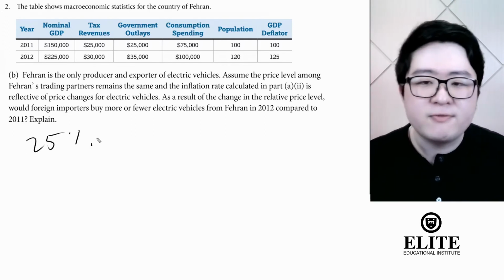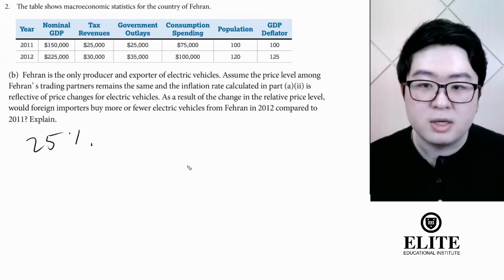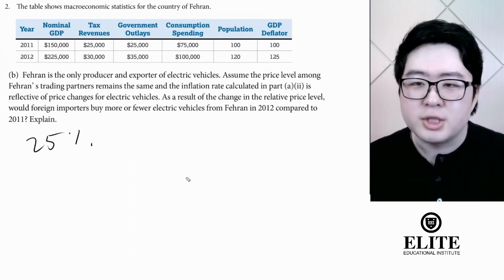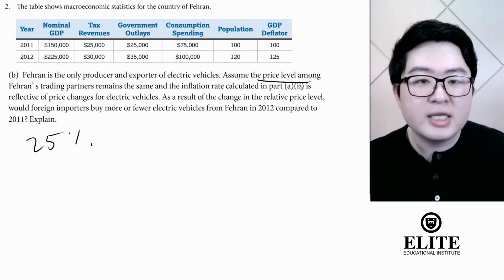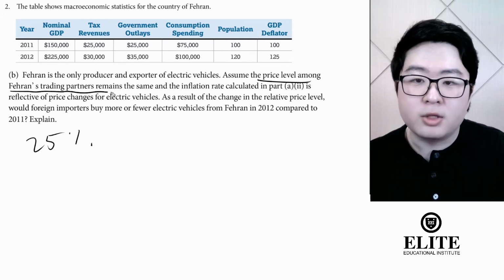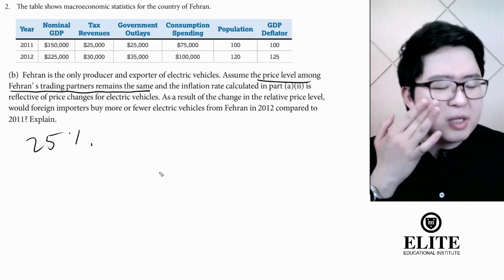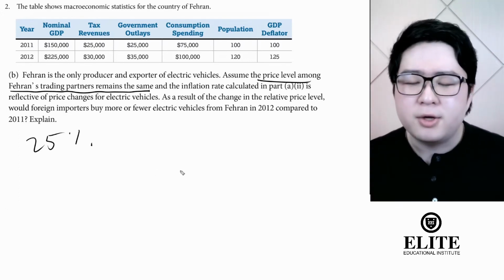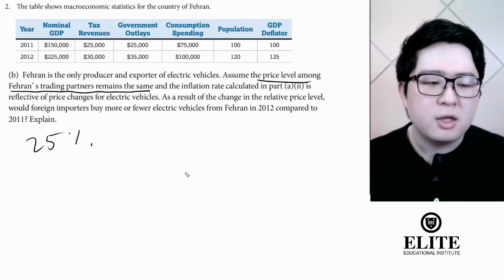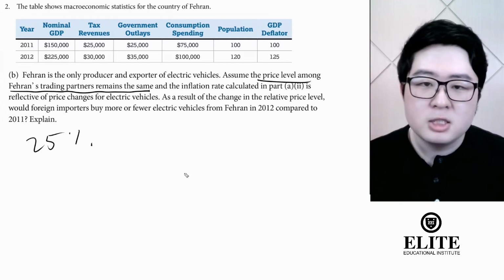That is, prices in Tehran rose 25% from year 2011 to year 2012, right? Whereas in other countries, the countries that Tehran trades with, prices didn't rise. That is, the price level among Tehran's trading partners remained the same, right? So when you're looking at this problem, you might be tempted to consider a lot of things: exchange rates, the relative wealth, consuming power of these other trading partners, if their GDP rose or not. But you don't have to, right?